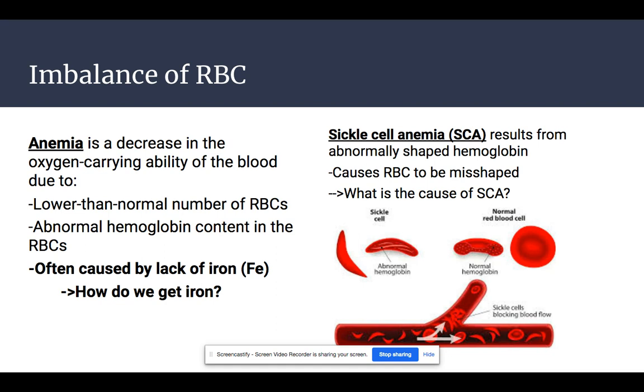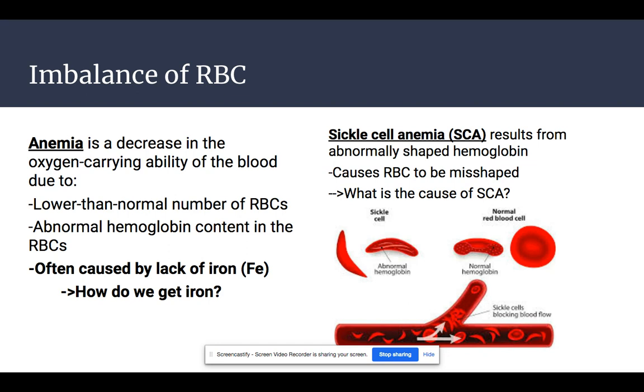Speaking of what happens when there is an imbalance in the red blood cells, specifically with iron. This is where we have this disorder called anemia, which is a decrease in the oxygen carrying ability of blood. This can be due to a couple different things. It can be due to a lower than normal number of red blood cells. So maybe your body isn't producing enough red blood cells. Maybe you've lost a lot of blood. Or it's often caused by just a lack of iron.